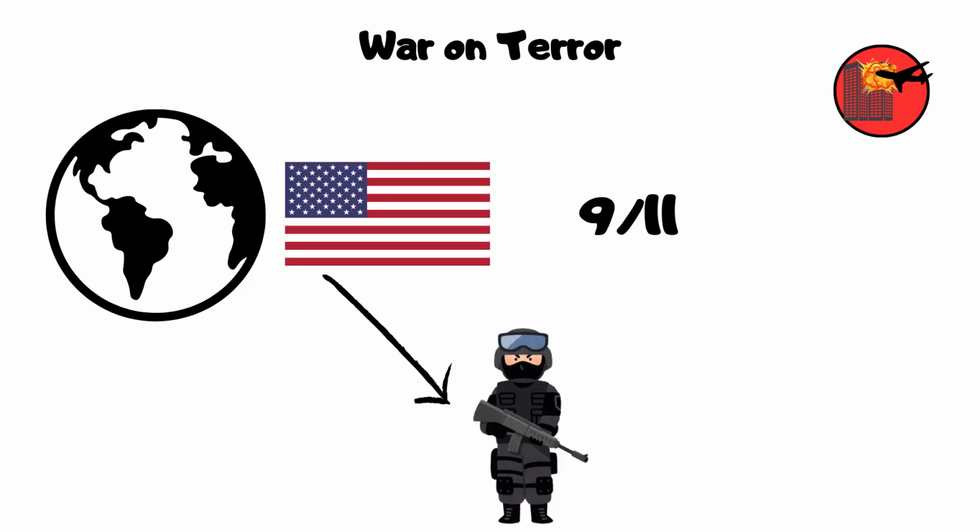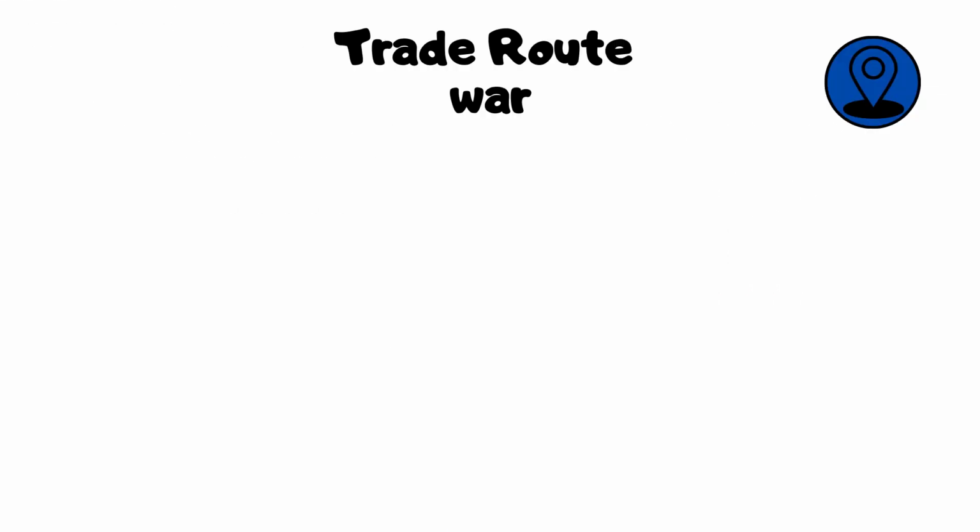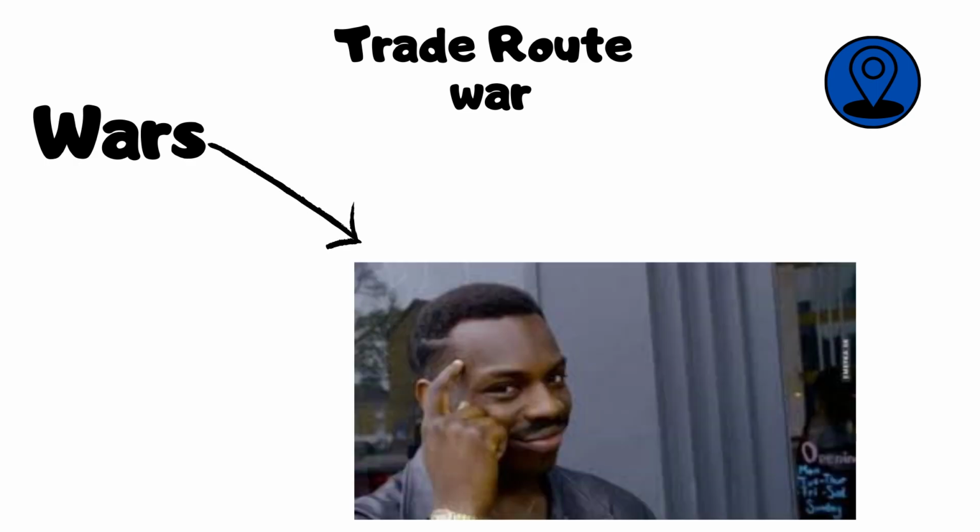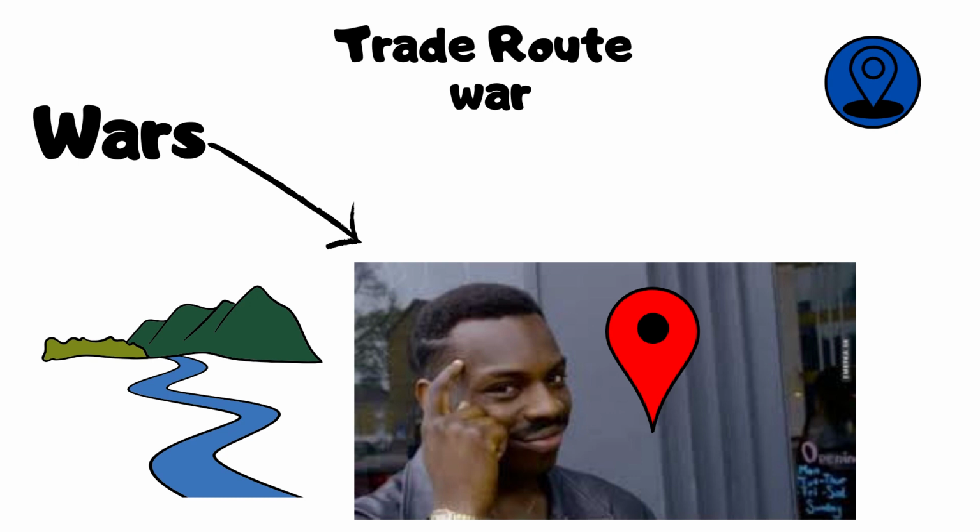War on terror. A global campaign against terrorism initiated by the United States after the September 11th attacks, involving military operations, intelligence activities, and law enforcement efforts. Trade route war. Historically, wars have been fought over control of strategic trade routes, such as sea lanes, rivers, or mountain passes, crucial for commerce and military movement.